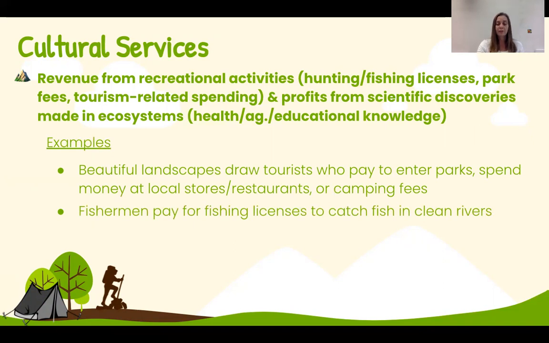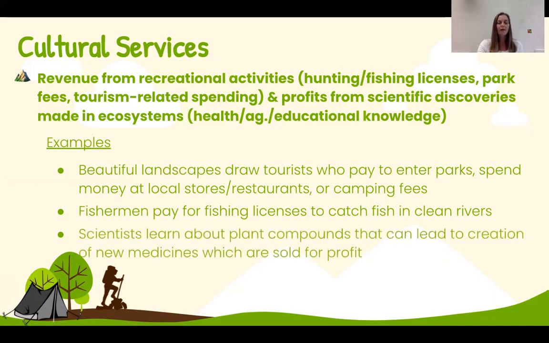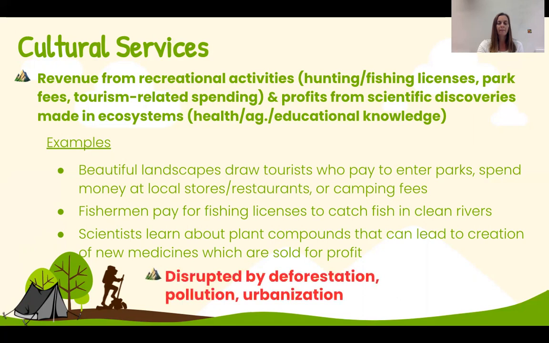Fishermen are going to pay for fishing licenses, but they're only going to pay for those fishing licenses if they can eat the fish that they catch. And so that means that the rivers have to be clean. Scientists are going to learn about plant compounds or even some compounds that come from animals that can lead to the creation of new medicines, which are sold for profit. One of the major success stories for compounds coming from nature is that there's a chemical manufactured by poison dart frogs, which has been used in a number of medications.